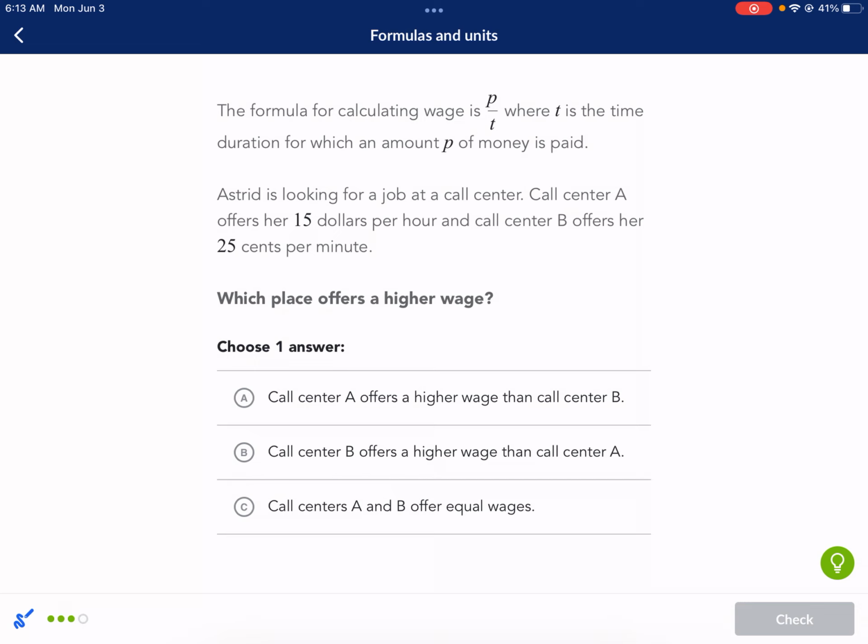All right, moving on to the last one. The formula for calculating wage is P over T, where T is the time duration for which an amount P of money is paid. Astrid is looking for a job at a call center. Call center A offers $15 per hour, and call center B offers 25 cents per minute. Okay, this is great. This is a very relevant problem here. Which place offers a higher wage?